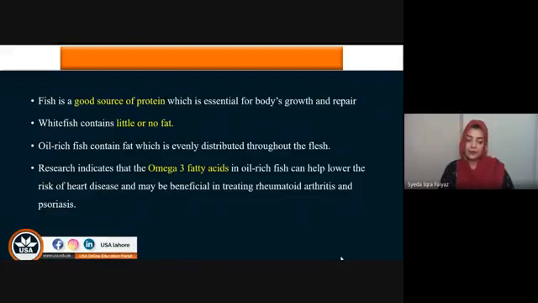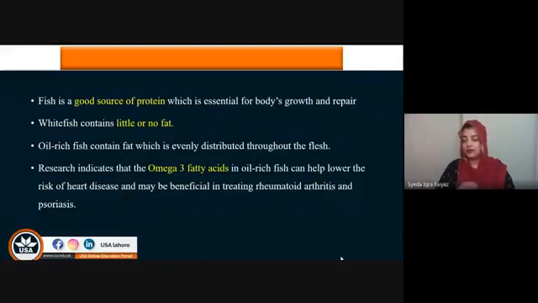body activities. Research indicates that omega-3 fatty acids in oil-rich fish can help lower the risk of heart disease and may be beneficial in treating rheumatoid arthritis and cirrhosis. So a lot of research has been done on the nutrients present in fish and how they can help in medical conditions. It has been seen that the omega-3 fatty acids present in fish lower the risk of heart disease.